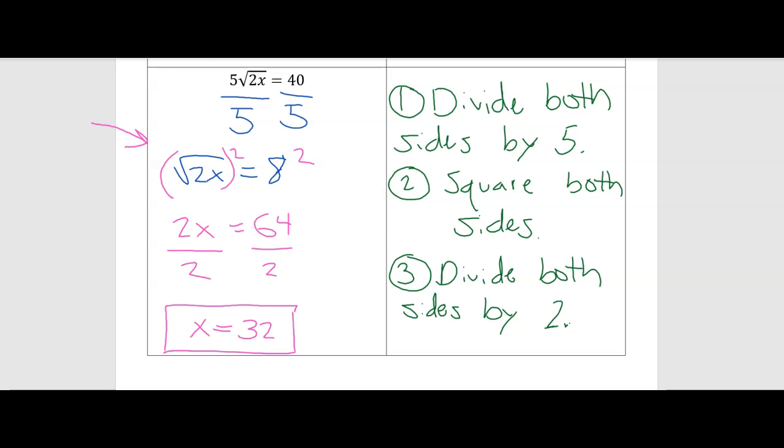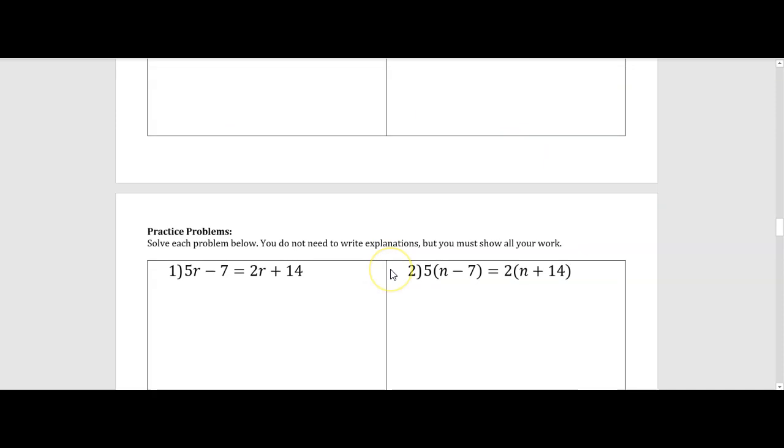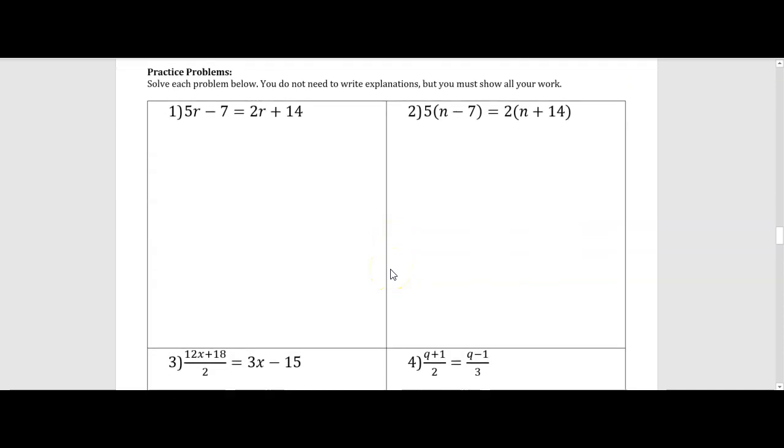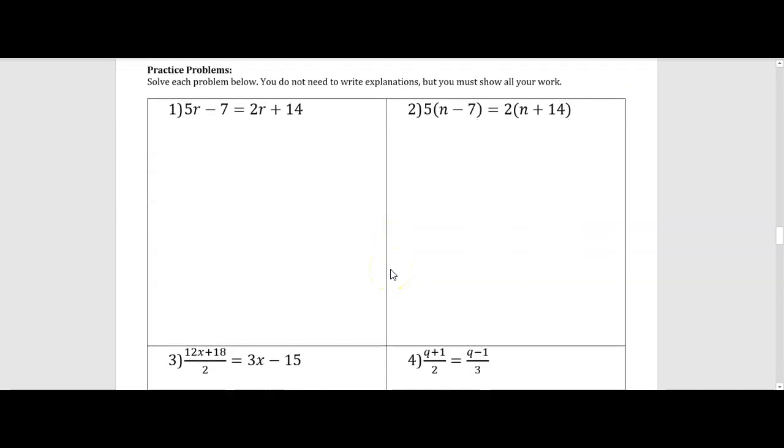Okay, that is the end of this section. So you'll see in the next set of problems, you have some practice problems. And I don't require you to write out the explanations for these, but you must show all of your work. We're not going to go through all of these.